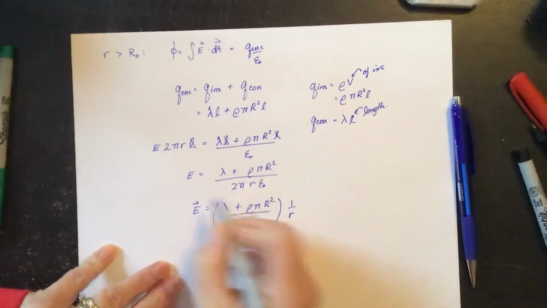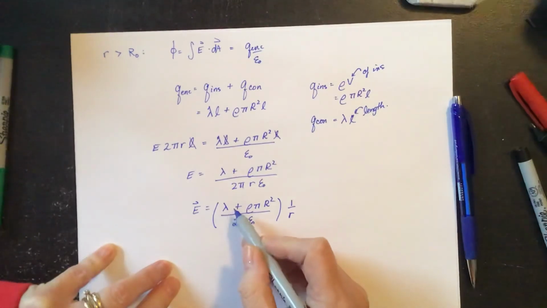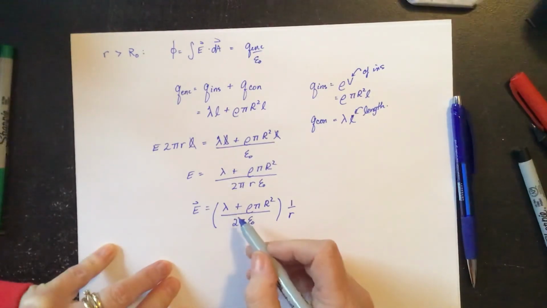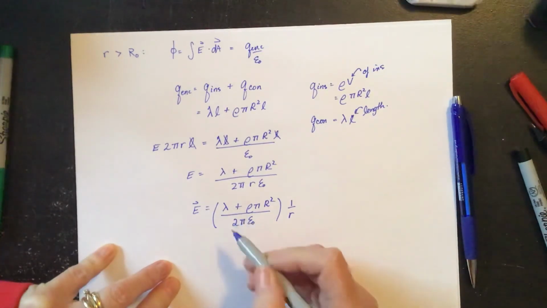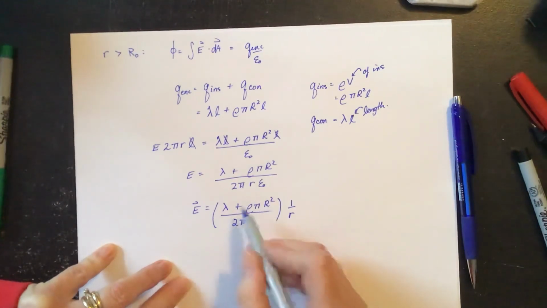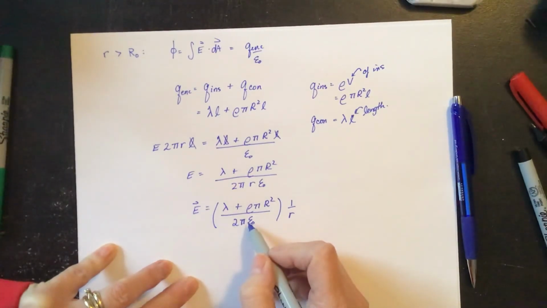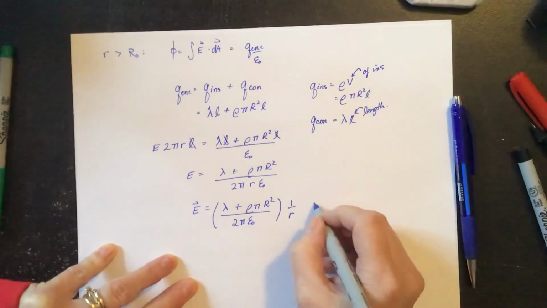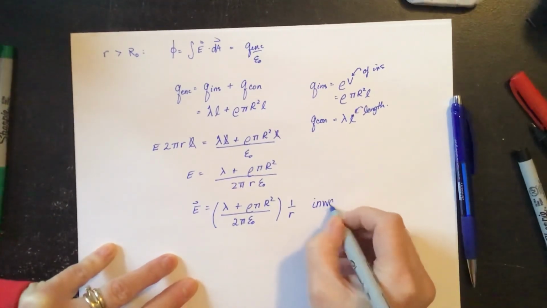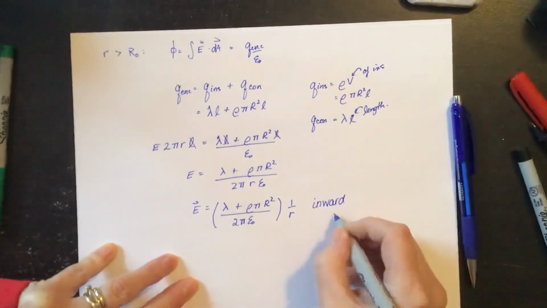The direction of our electric field: we know that the charge on the conductor is bigger than the charge on the insulator. We found that out in part A. So the net charge inside my Gaussian surface is negative, so my net electric field is everywhere inwards.